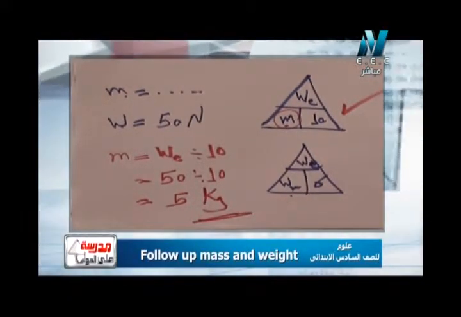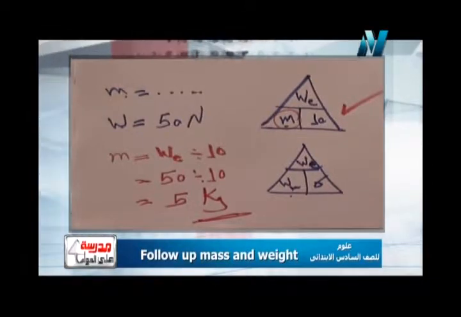Why 5 kilogram? Because as we know, the mass is measured by kilogram, not Newton. الكتلة بنقيسها بالكيلوغرام مش بالنيوتن. Again, the mass is measured by kilogram, not Newton, because Newton is the measuring unit for weight.